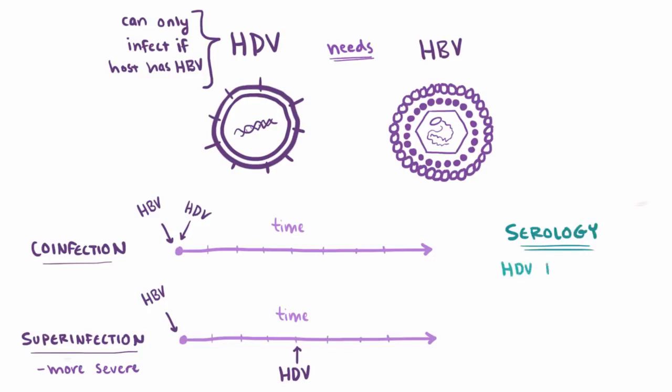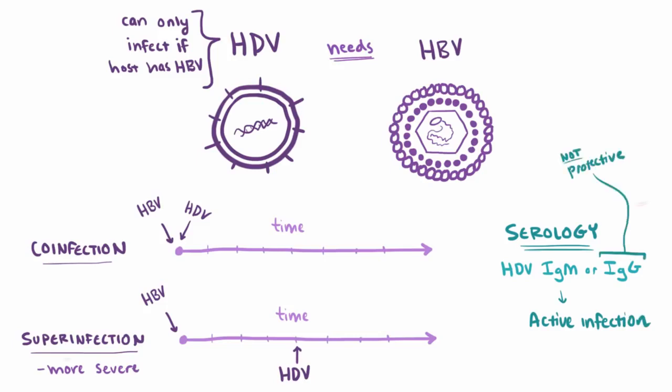If either the IgM or IgG antibody are present, that indicates an active infection. So in this case, the IgG is not a protective antibody. And that is a very brief overview of viral hepatitis.